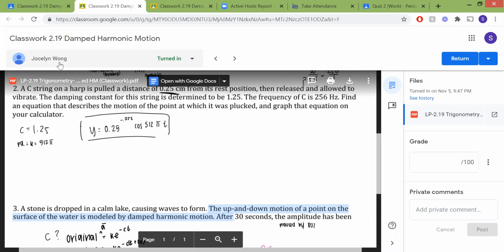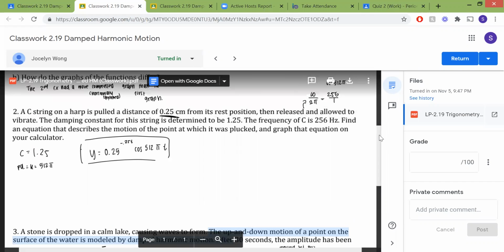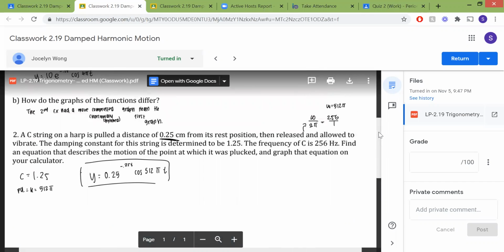Wait, I'm not sure if it's correct because I didn't know whether to use cosine or sine. That's okay. Just explain your thinking process. Can you move up a little bit because I did some of my work right on top of the words. Okay, so I took the information from the question, and the damping constant is 1.25. I wrote it wrong in my final answer, but the damping constant is 1.25.